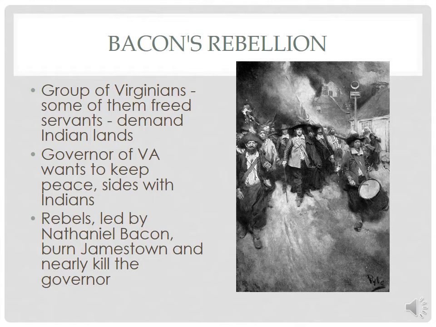So these rebels, these indentured servants, led by a man by the name of Nathaniel Bacon, end up starting a riot because of it, burn Jamestown, and nearly kill the governor in this rage of not being able to have land. So this would later be known as Bacon's Rebellion.